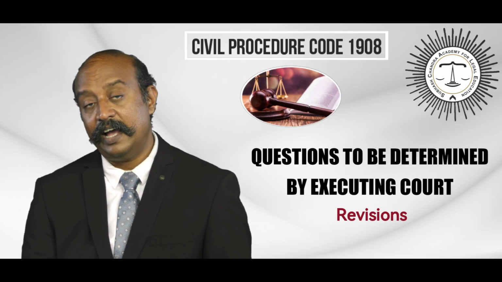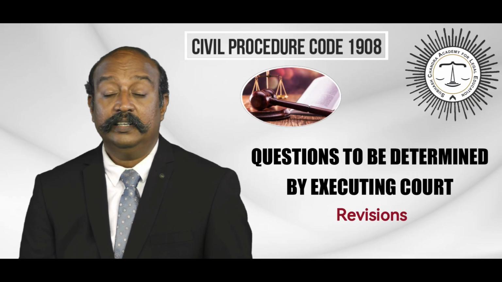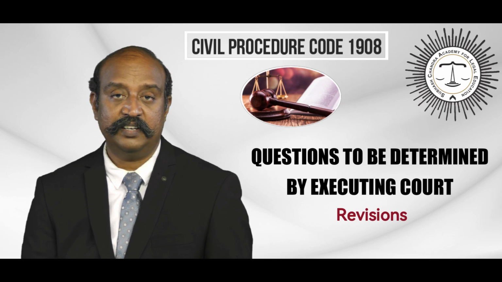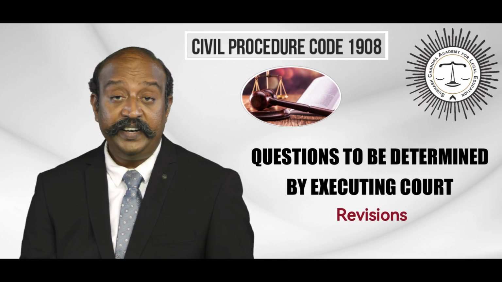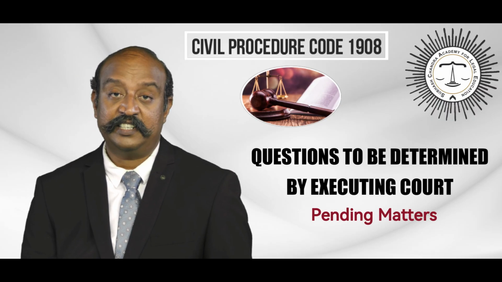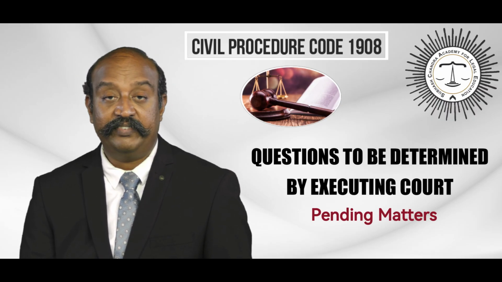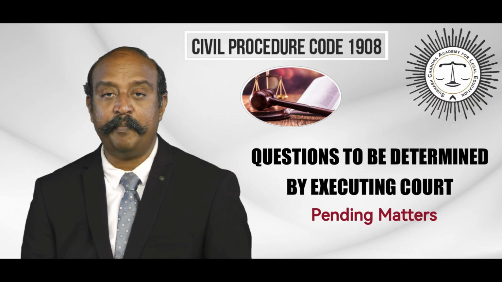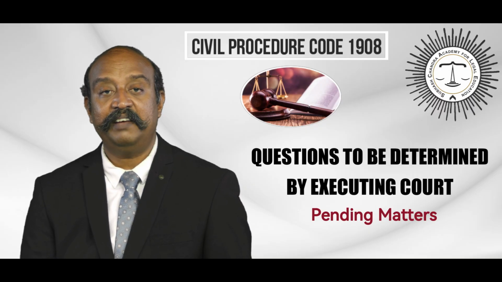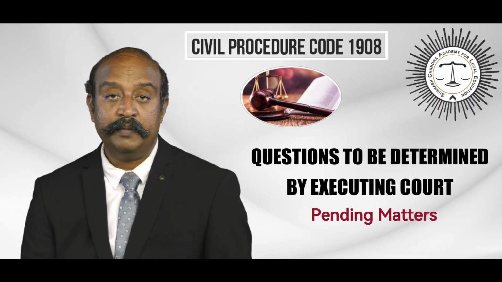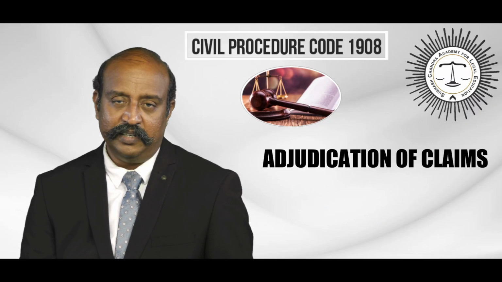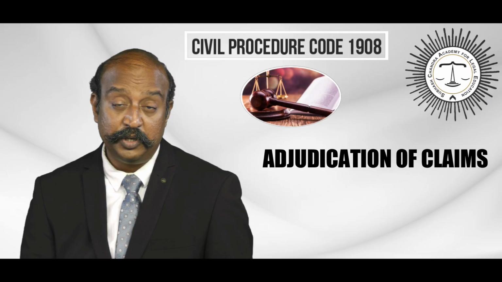So, what are the revisions allowed in such objections? Since the Amendment Act of 1976, an order under Section 47 does not amount to a decree, so it is not appealable under Section 96 and Section 100. Pending matters: Section 97 of the Amendment Act of 1976 declares that the amendment made in Section 2, subsection 2 will not affect pending appeals, and they will be dealt with as if the amendment had not come into force.